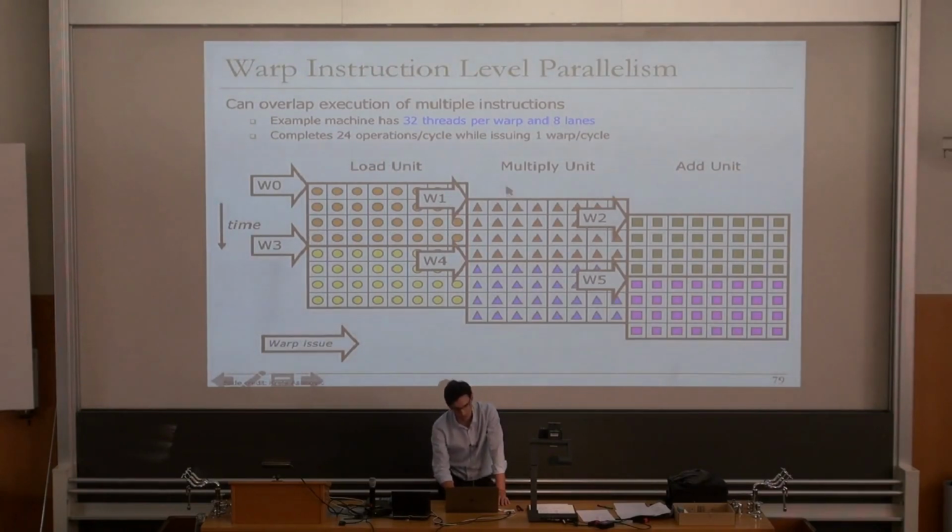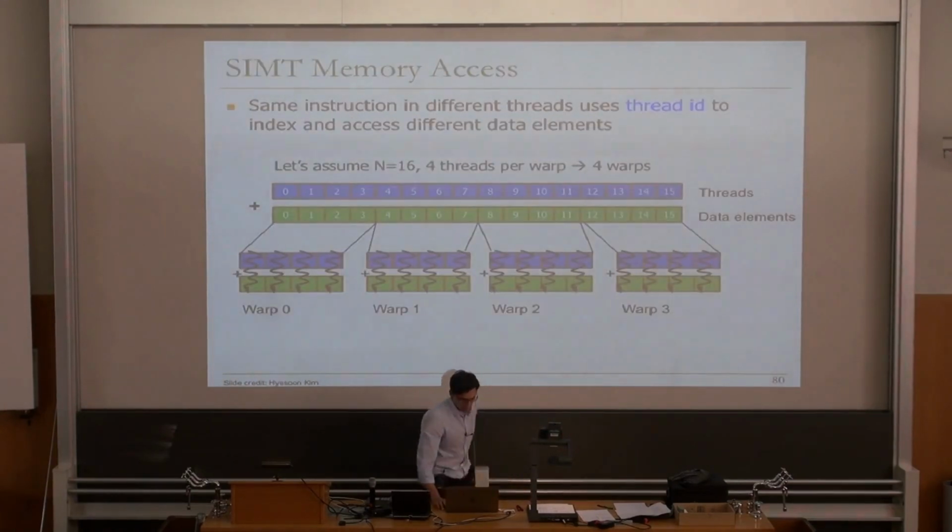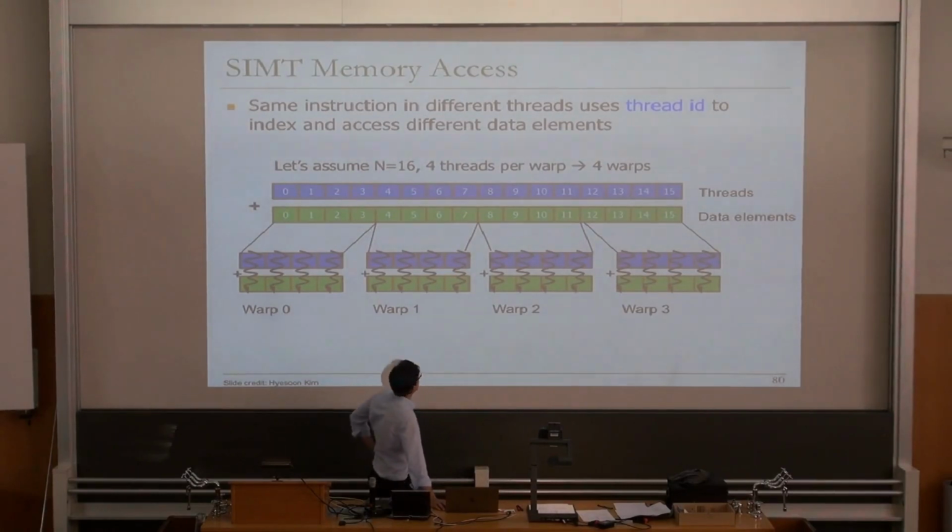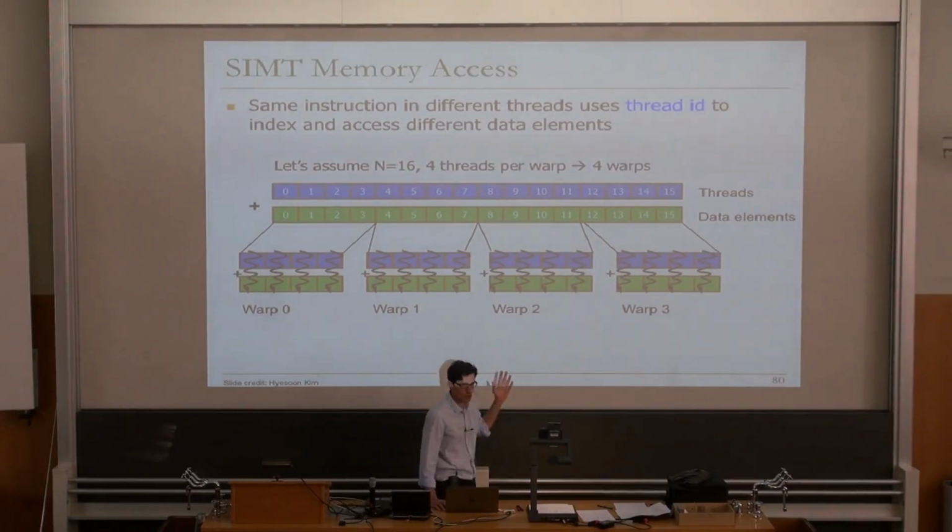I mean, if they both are depending on each other, if the multiply operation will use the output of the load operation, obviously. Okay, so this is a little bit more detail about how the threads are grouped into warps. In this figure you have 16 threads, and here we are assuming that the warp size is 4. So from 16 threads, the hardware creates 4 warps of 4 threads.